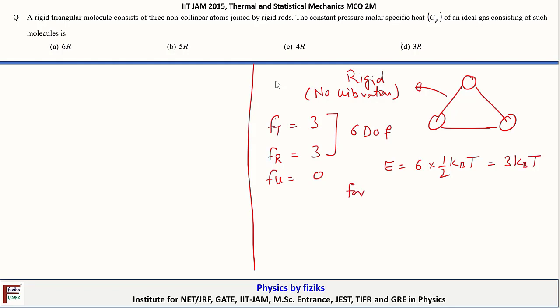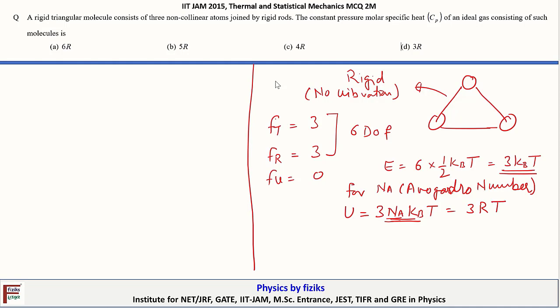Now for Avogadro number of gas molecules, that means for 1 mole of such gas molecules, where Na is the Avogadro number, let U be the average energy, which is equal to 3 multiplied by the number of molecules Na, so 3 Na kBT. Basically we are multiplying the average energy per molecule with the Avogadro number. Now the product of Na and kB gives you R, the gas constant. So this is nothing but 3RT, the average energy of 1 mole of such gas molecules.